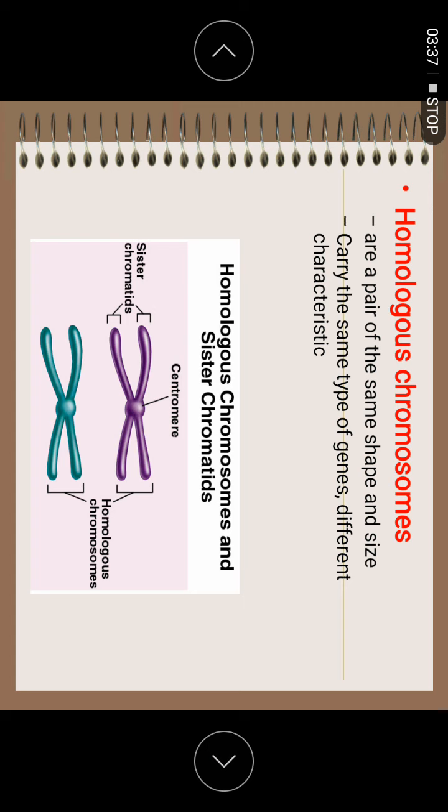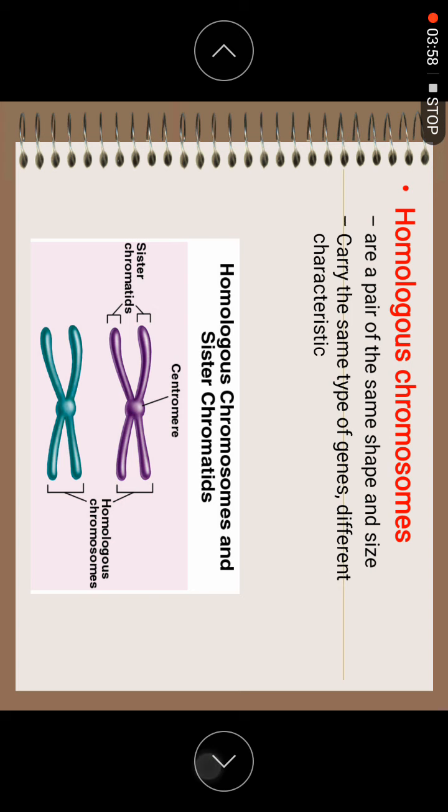So what is homologous? This is homologous. We can see here in the picture. This is one chromosome. This is two chromosomes. There are two chromosomes of the same length, same size. So this is called homologous. Sister chromatid is here. This is the sister chromatid after they duplicate. This is the homologous chromosome.